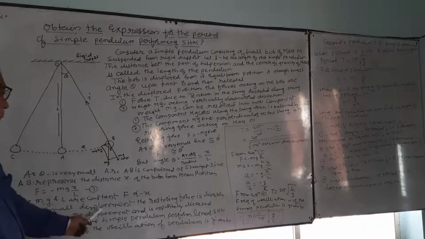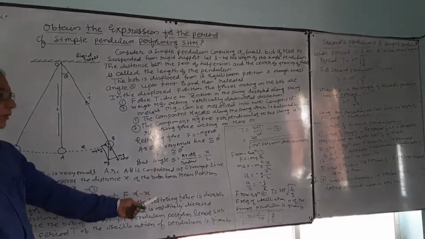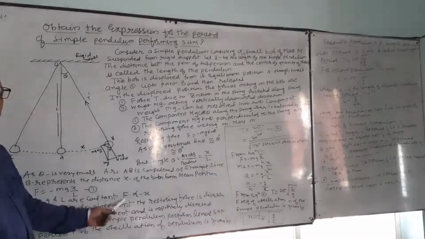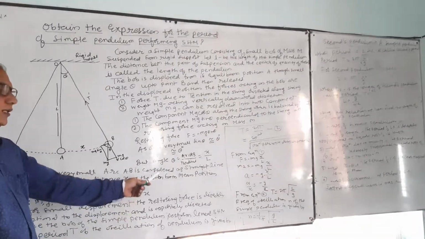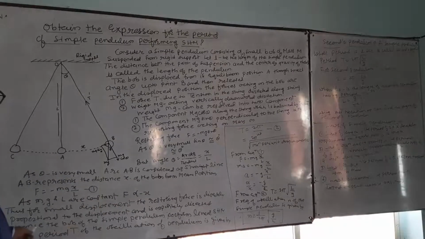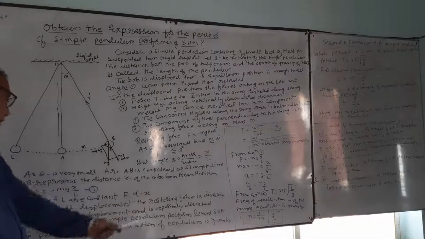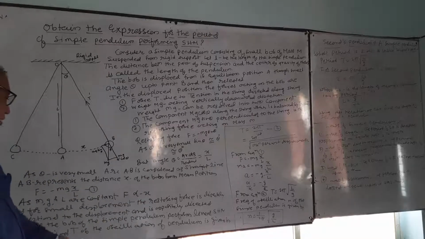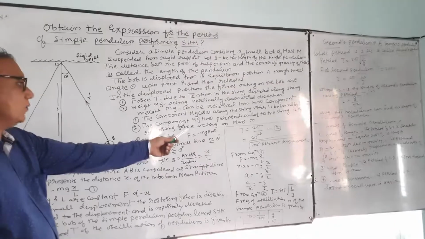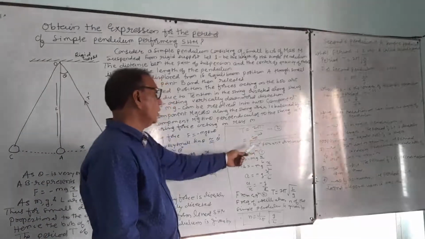Thus, for small displacement, the restoring force is directly proportional to the displacement and is oppositely directed. Hence, the bob of the simple pendulum performs linear SHM. The period T of the oscillation is given by the basic formula T is equal to 2 pi by omega. This is equation number 2.